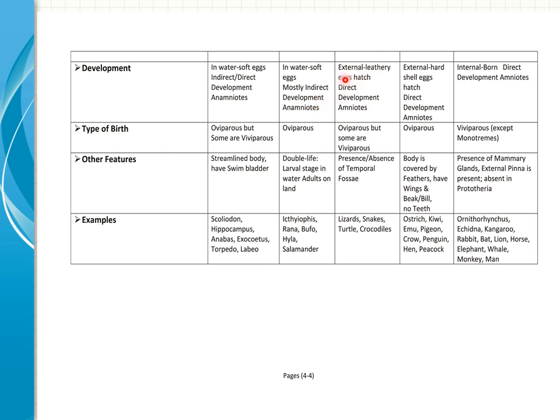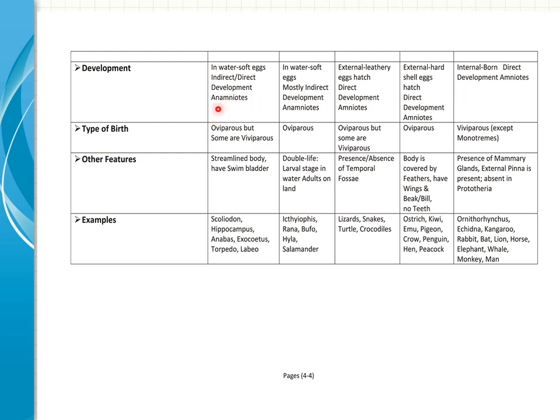In the case of reptiles, the development is again external. Leathery eggs hatch, and the type of development is direct without any larval stage. In the case of birds, the development is external. Hard shelled eggs, that is the cleidoic eggs, hatch, and the development is direct without any larval stage. In the case of mammals, the development is internal inside the body of the female, and the young ones are born. Development is direct in mammals.